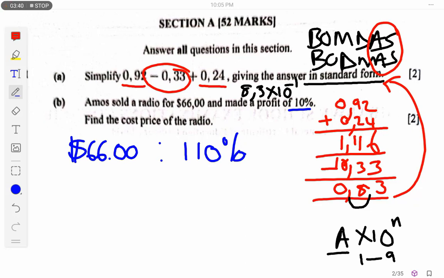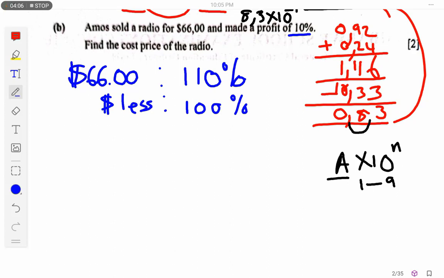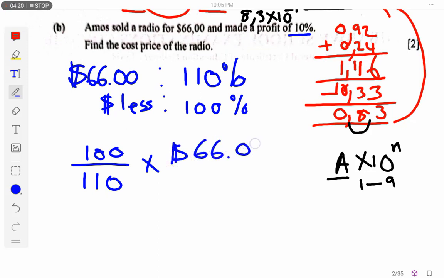So it's like the amount that he bought with, I'm considering it to be 100%. Okay, so it means there is a 10 which is more. Then what is the amount here? You find out 110% and 100% there. 100 is going to be less, so we have less dollars here. When it's less dollars, we use the one that is less over the bigger one. So it will be 100 over 110, then times the amount that he sold the radio for, which is $66.